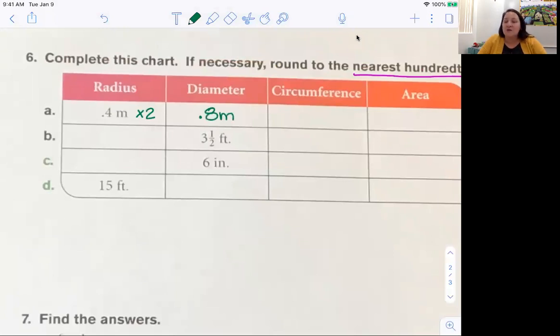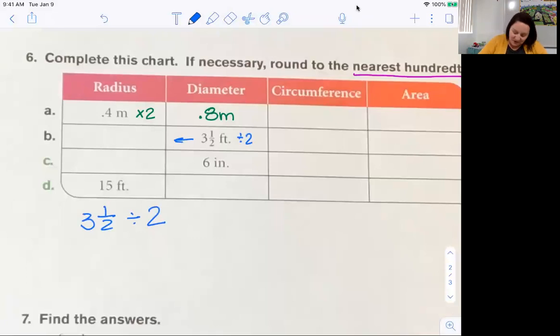Now, I want to save circumference and area for a minute, okay? Let's keep going. Let's look at letter B. If I have 3.5 feet as a diameter, how do I find radius? My lights just went off because I've been sitting. Hold on, well, that's okay. How do I find radius? I divide by 2. So we're going to do 3.5 divided by 2 to find radius. 3.5 divided by 2.